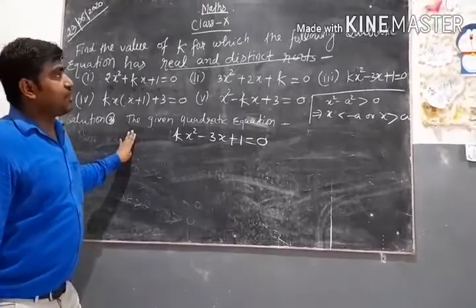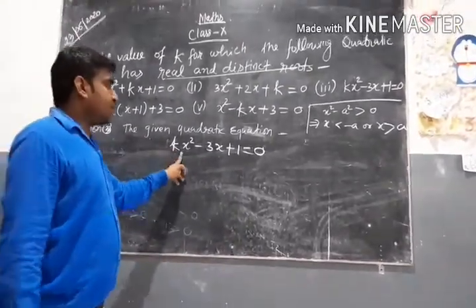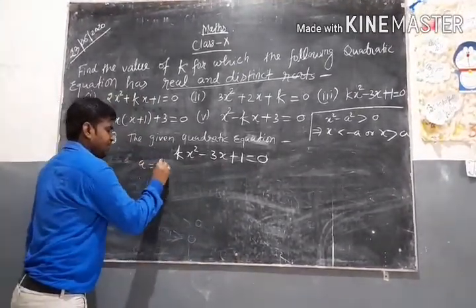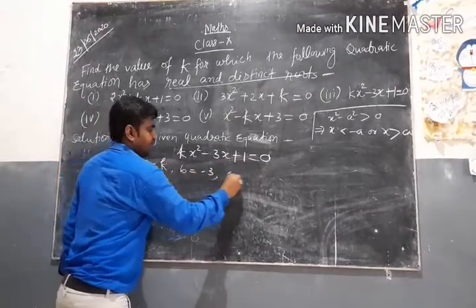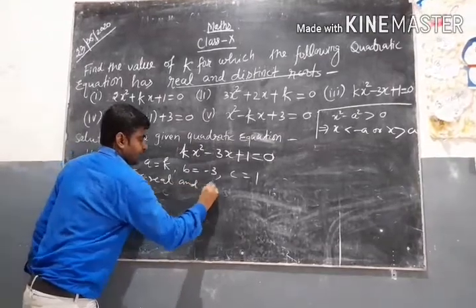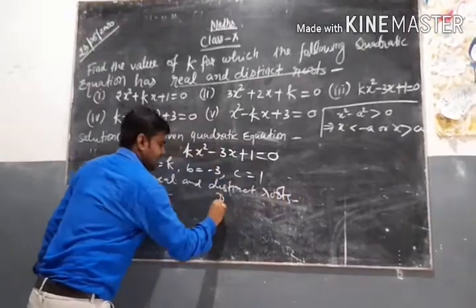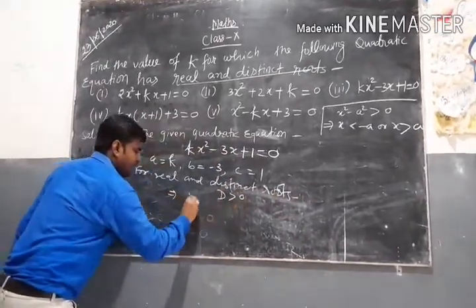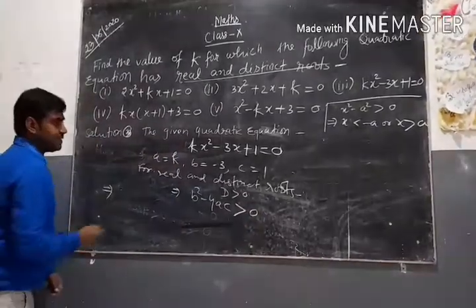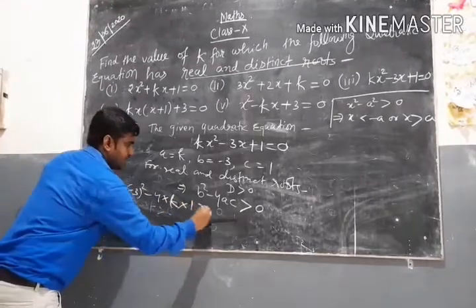Question number 3. Find the value of k for which the following quadratic equation has real and distinct roots, and the equation is kx square minus 3x plus 1 equal to 0. So here a is equal to k, b is equal to minus 3 and c is equal to 1. For real and distinct roots we have D greater than 0. Further we know that D is equal to b square minus 4ac, so it becomes b square minus 4ac greater than 0. This implies that (minus 3) whole square minus 4 into k into 1 greater than 0.